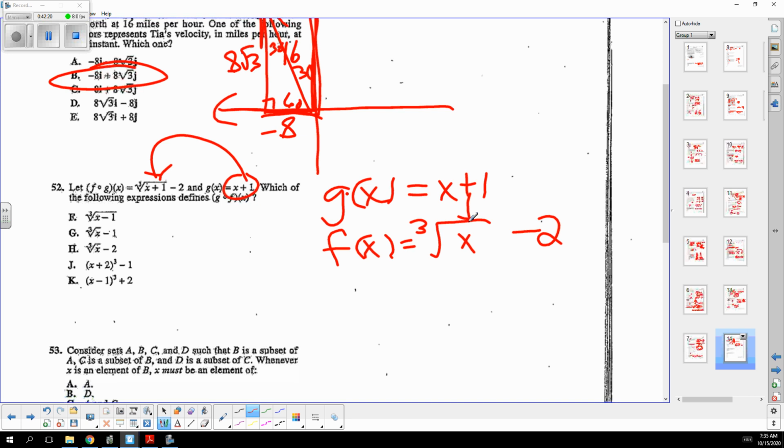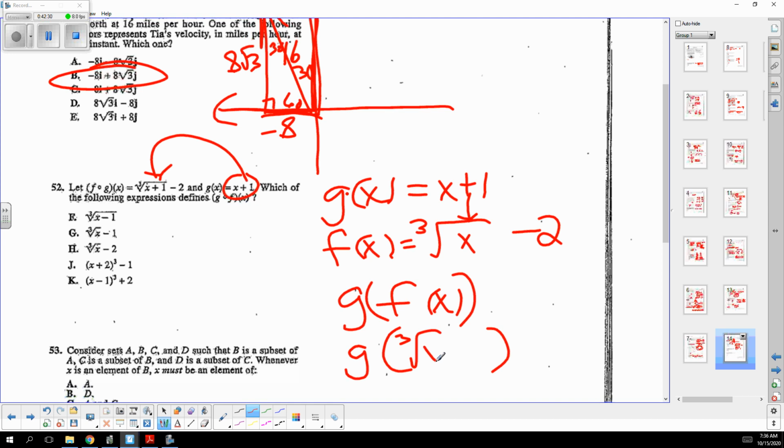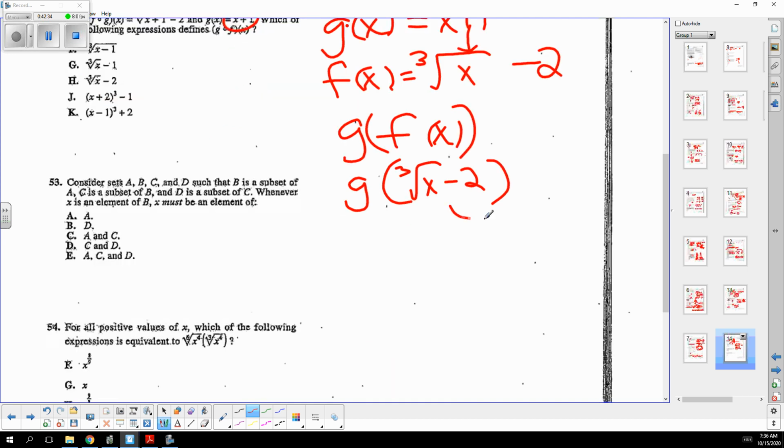And what do they want? They want g of f of, or golf as we call it. So that's copy f, and then plug that in to g, which is just x plus 1. So the answer is the cube root of x minus 1. That's hard to follow.